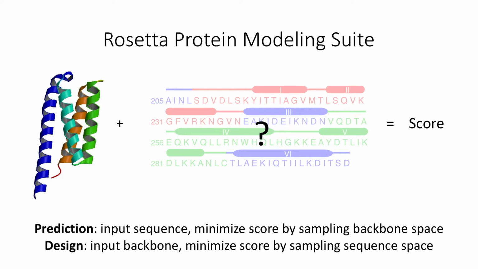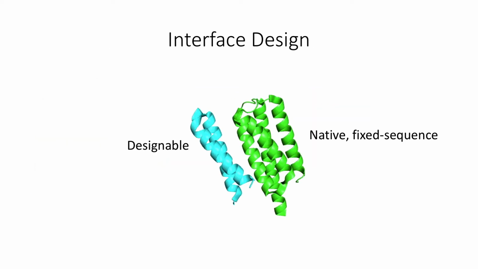The opposite is design. So that's if you have, for your own reasons, some shape that you want to design a protein to fold to. You can give that conformation to Rosetta, and it will optimize the score by sampling in sequence space, and then whatever sequence gives you the best score is the hypothesis design of the sequence that you end up testing. It can get more complicated than that. So imagine if you set out to design this interface.